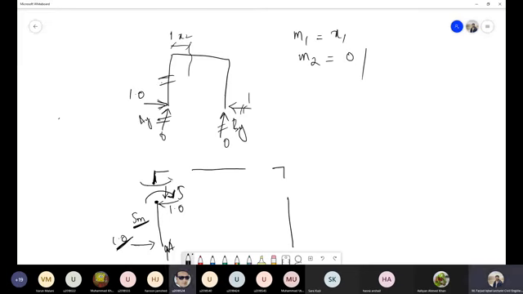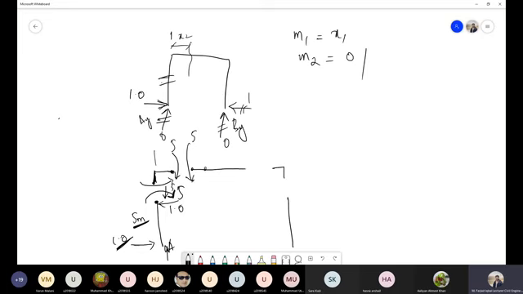It will again be 5, but the direction will be opposite. This one is clockwise, that would be counterclockwise. And what will be the moment at this end of the joint? There is no external force acting. So again, it will be 5, but the direction will be opposite. This one is counterclockwise, this will be clockwise. And this will be transferred to this end, and that will again be 5, with the opposite direction.